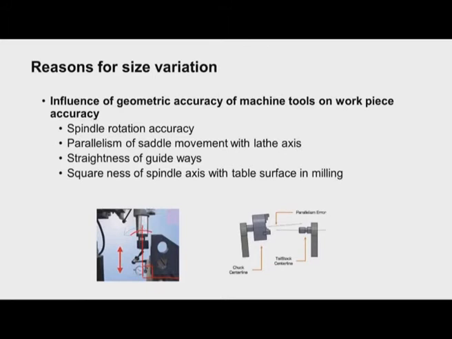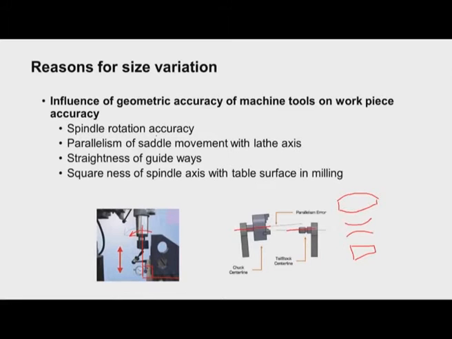Also, maybe there is some runout of the spindle, and then the axis of the spindle and the axis of the tailstock, as I can see in this diagram, are not in line. So there is some inaccuracy. Because of this, there will be some inaccuracy in the workpieces produced. We may get the drum shape of the workpiece, or we may get the taper in the workpiece, which are unwanted.